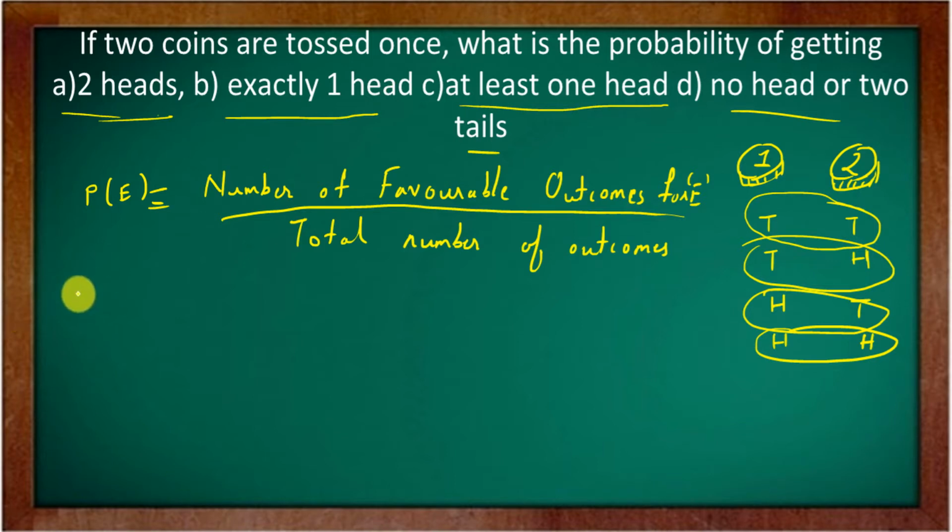So let's take our first question first. So what is the event here? Getting two heads, exactly two heads. So how will we calculate this? Total number of outcomes: 1 2 3 4. So the total number of outcomes are 4. So number of favorable outcomes for the event of getting two heads.